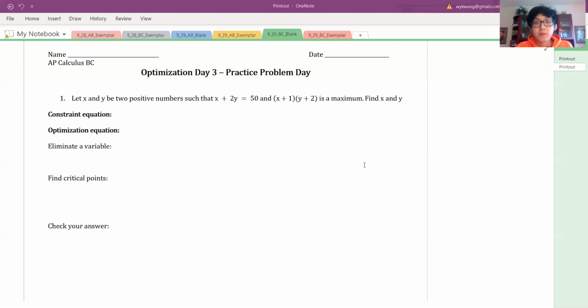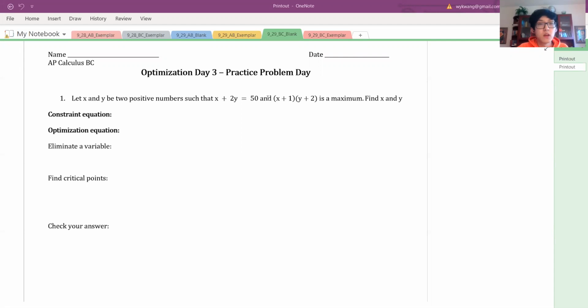Okay, so can I get Renique? Would you be able to come off mute and just read the first problem for us? Let x and y be 2 positive numbers such that x plus 2y is equal to 50, and x plus 1 times y plus 2 is a maximum. Find x and y. Awesome. Thank you so much, Renique.